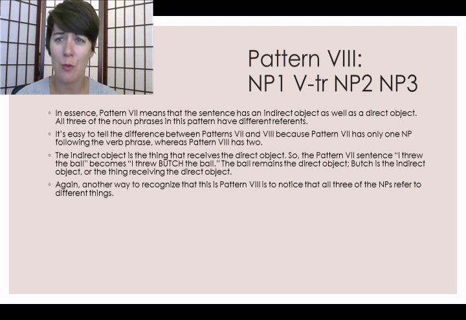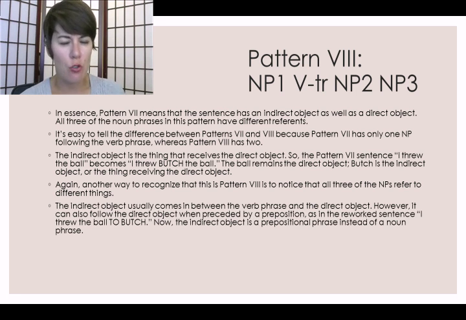Another way to recognize that the sentence, I threw Butch the ball, is pattern 8, is simply to say, hey, all three of those noun phrases, I, Butch, and the ball, are referring to different things. This is going to be important when we talk about patterns 9 and 10 in just a moment. The indirect object usually comes in between the predicating verb and the direct object. So it's usually NP2. But it can also follow the direct object when preceded by a preposition.